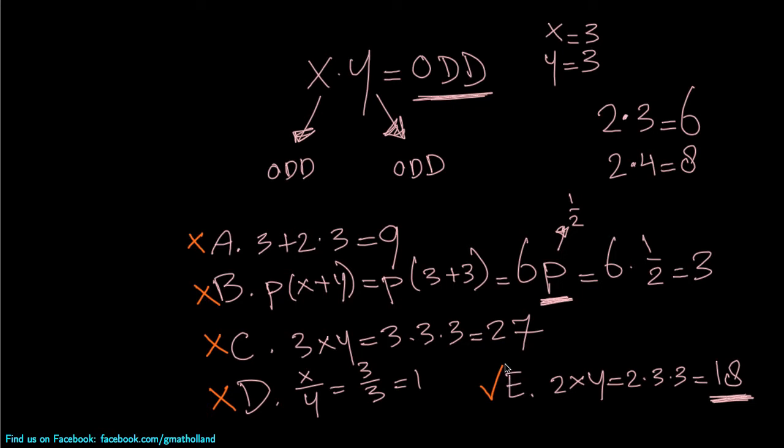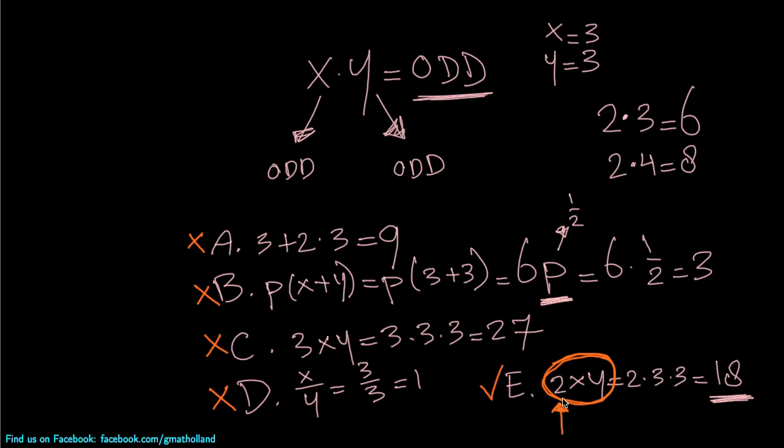Now, we could have approached this question more strategically. Because if you would have glanced over all the possibilities, and you would have seen that E gives you the possibility 2 times x times y, then you know that independent of whether x and y are even or odd, this expression is going to be even, because 2 is an even number.